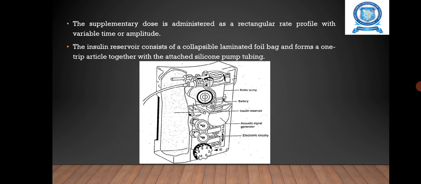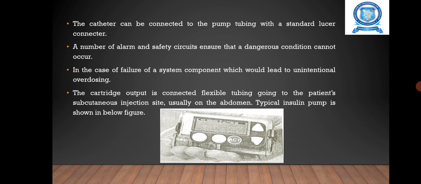The insulin reservoir consists of a collapsible laminated foil bag and forms a one-trip article together with the attached silicone pump tubing. That means here the cartridge output is connected with flexible tubing going to the patient's subcutaneous injection site, usually on the abdomen. A typical insulin pump is shown in the figure. Here the catheter can be connected to the pump tubing with a standard Luer connector.